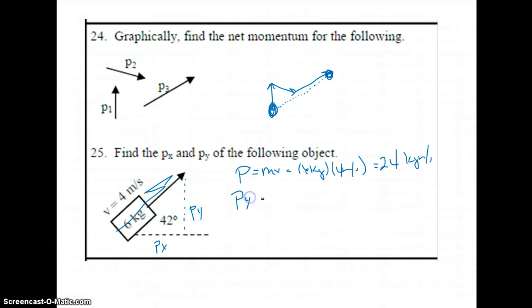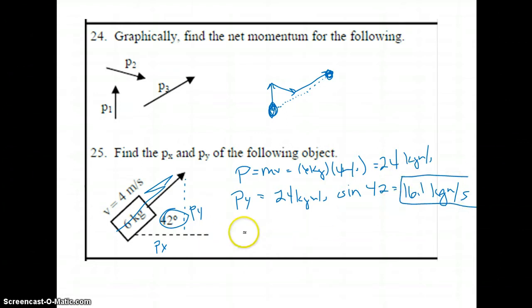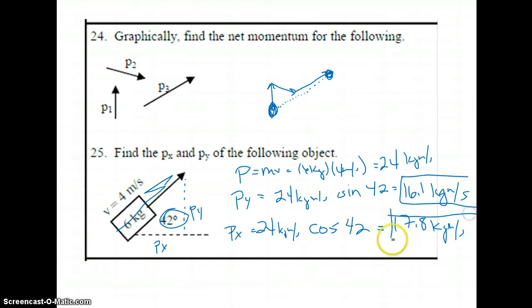So let's do the py value first. Our P naught value, from the hypotenuse, is 24 kilogram meters per second. And since we're going vertically, that means we need to use sine. So sine of our angle, which they gave us right here, is 42. So 24 kilogram meters per second times the sine of 42. You plug that into your calculator, you should get 16.1, and the unit is still kilogram meter per second. So that is your vertical component. To find your horizontal component, we have to use cosine. So 24 kilogram meter per second times cosine of 42, and plug that in and you should get 17.8 kilogram meter per second for your horizontal component. Again, if you forgot those formulas, just flip back. It's using SOHCAHTOA. I'm just shortening it up right now.